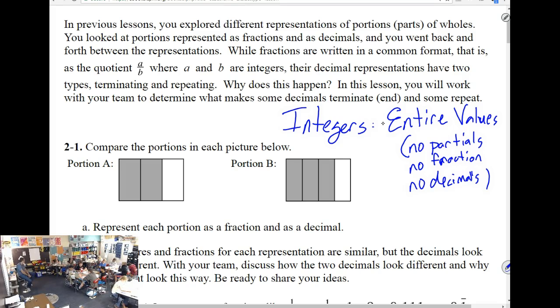So integers are entire values, right? Now it doesn't mean that you cannot put a fraction in a fraction or a decimal in a fraction. It's just wrong. We don't do it. It's not appropriate.